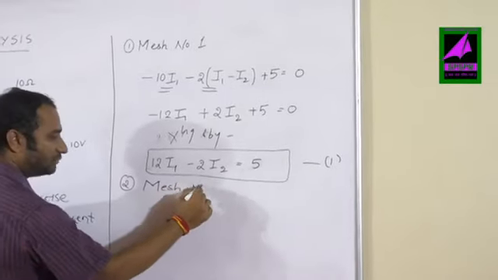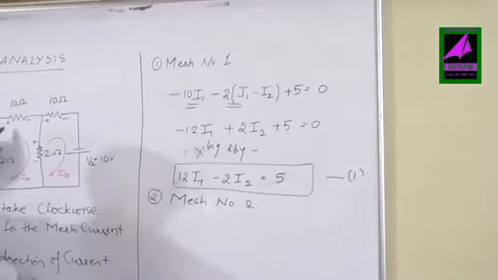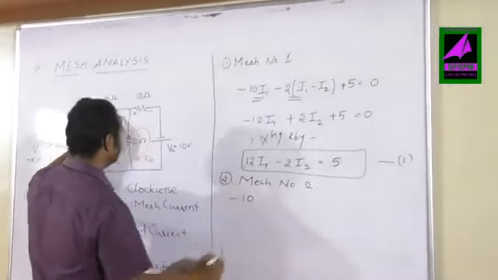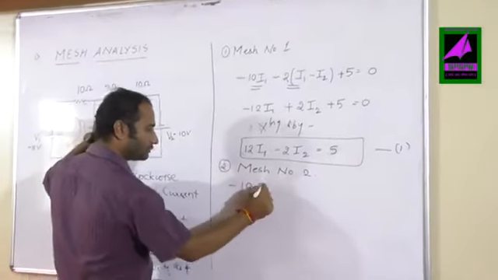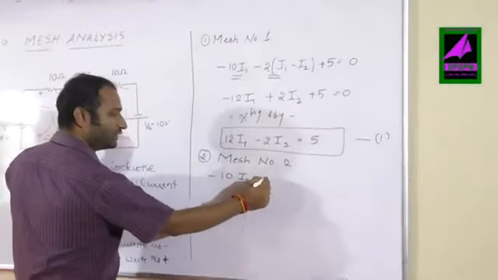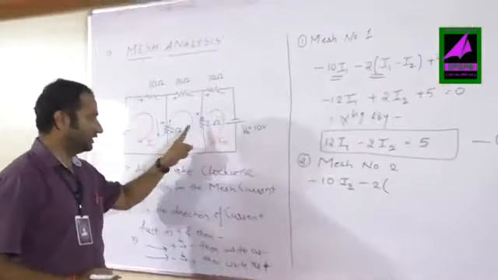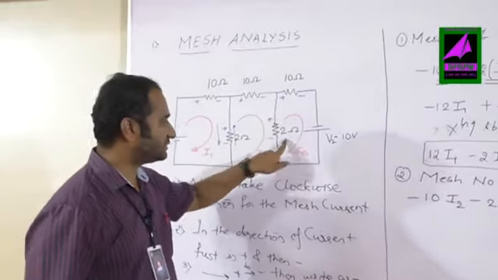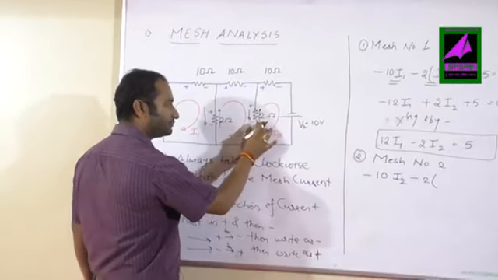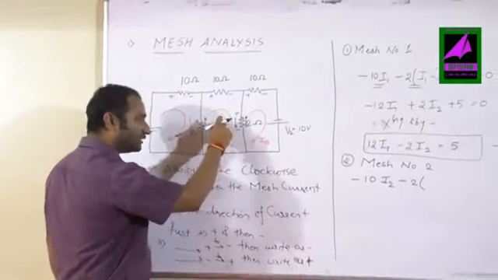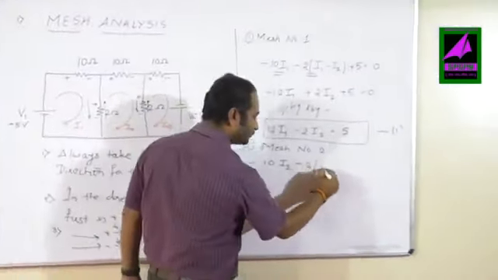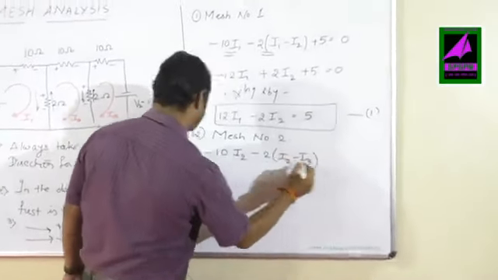So mesh number 2. Again the same rule. If I am moving from plus to minus, I will take it as minus. So minus 10. The current that is flowing through this resistor is I2. If I am moving from plus to minus, again I will take minus. The resistance value is 2, and then there are two currents which are flowing through this 2 ohm resistor, but they are opposite in direction. So the rule says that we are supposed to subtract. Why subtracting? Because I am talking about mesh number 2, so I will write I2 first and then I3. So this becomes minus 2 I2 minus I3.